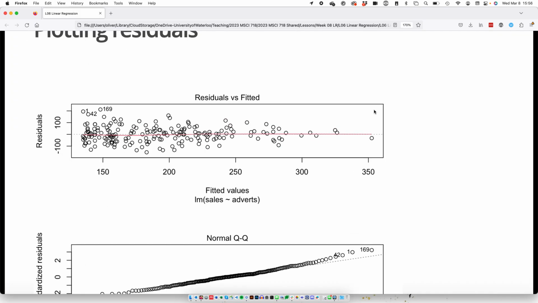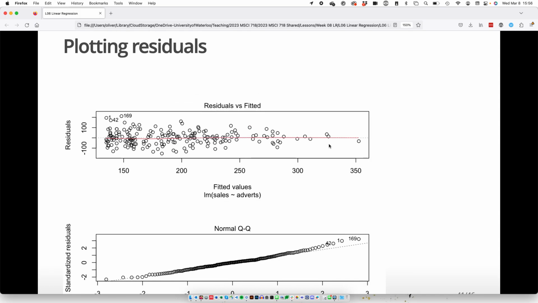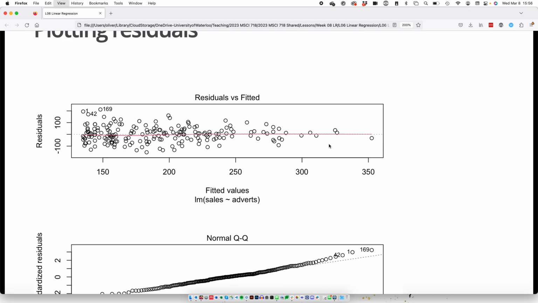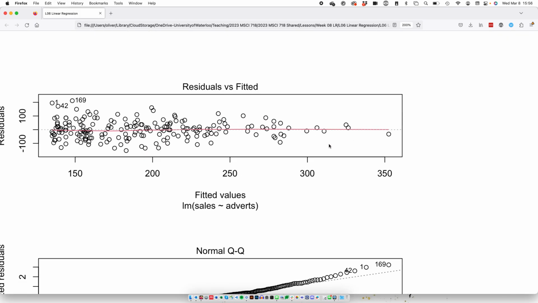So first of all, we get residuals versus fitted. So we're plotting the residuals over time. What does that tell us? Can anyone tell me? The variance is decreasing, so you might have a problem with variance. What else does it tell you? It's linear, yeah. So what we're doing is we're plotting the residuals over the course of the model.